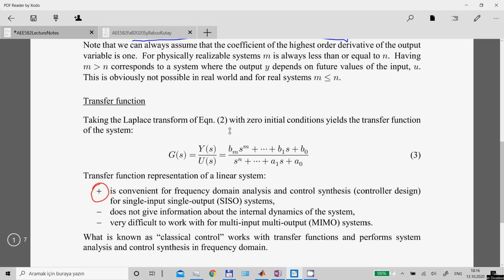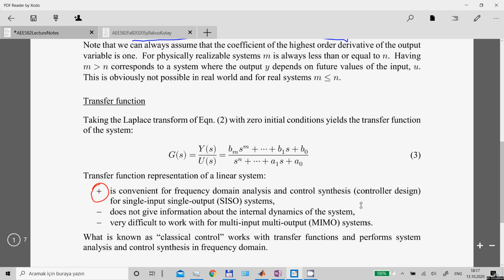That's why I used a plus sign there. But then there are some disadvantages of using a transfer function as well. One of the disadvantages is that when you're using transfer functions, you don't get to see everything related to the internal dynamics of a system.